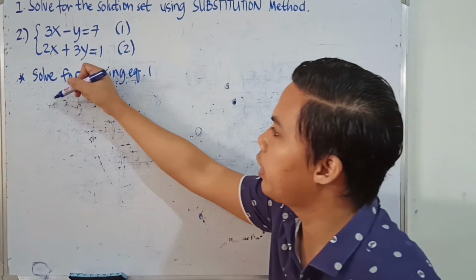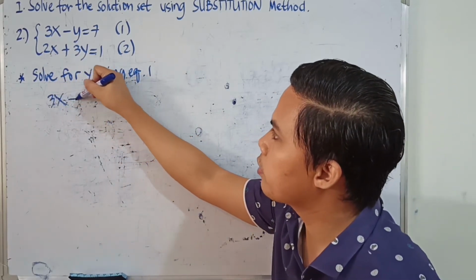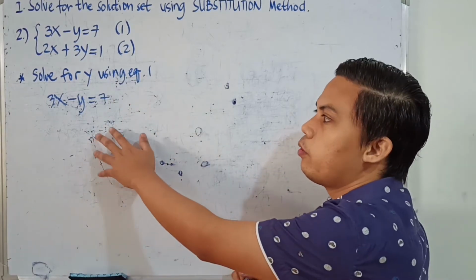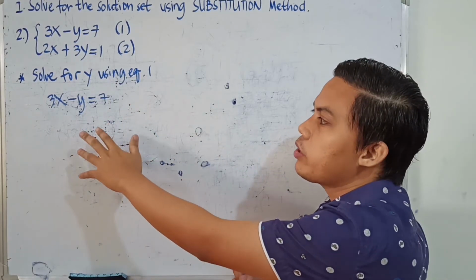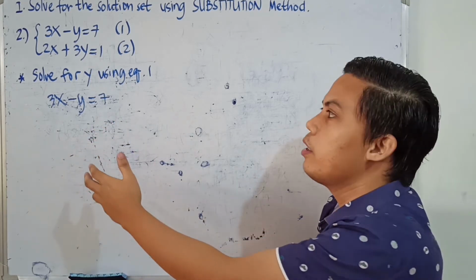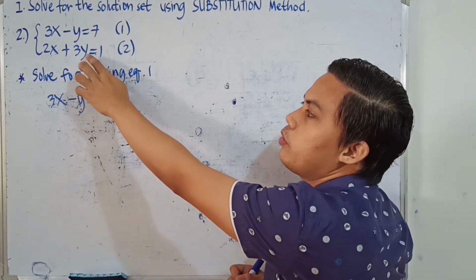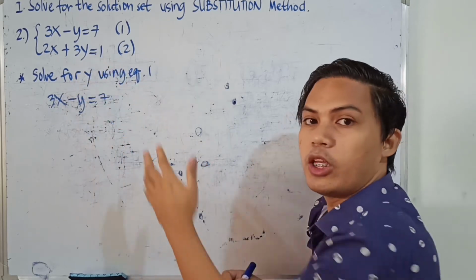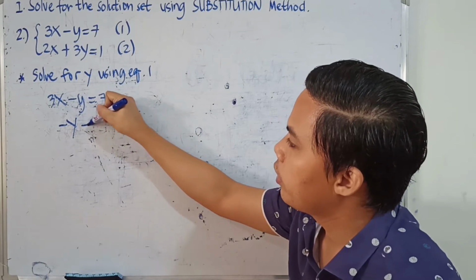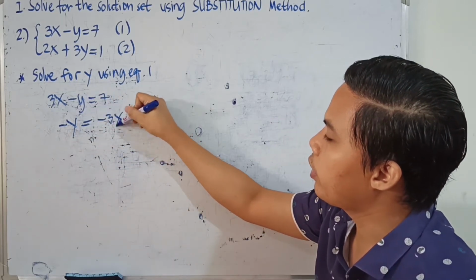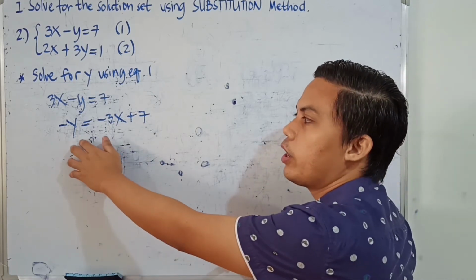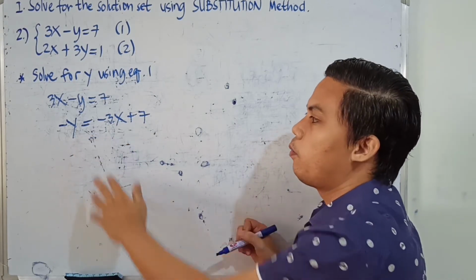So yung equation 1 natin is 3x minus y is equal to 7. So bakit kailangan natin isolve yung value ng y? So kailangan natin siyang isolve para yung value ng y, yun yung gagamitin natin na value para ma-substitute dito sa y ng equation number 2. So we have negative y is equal to negative 3x plus 7.